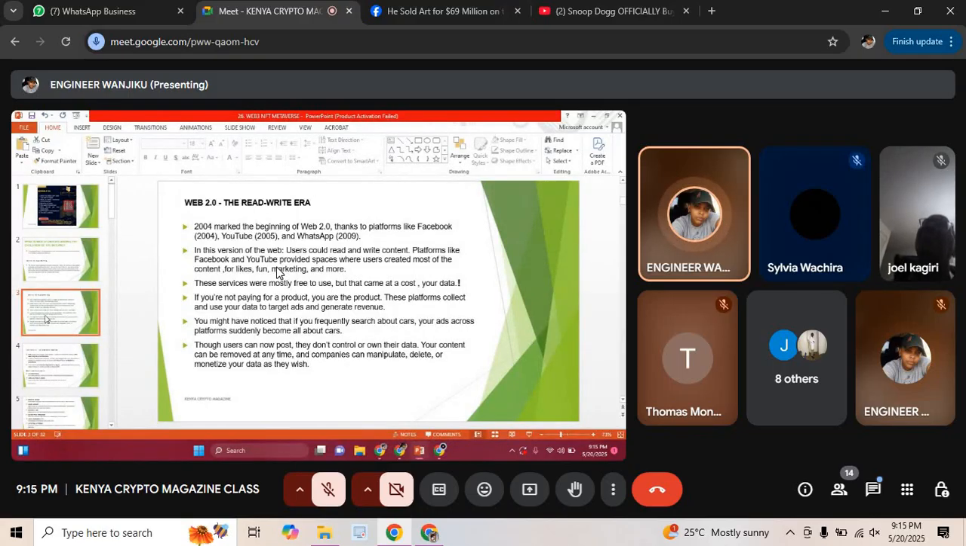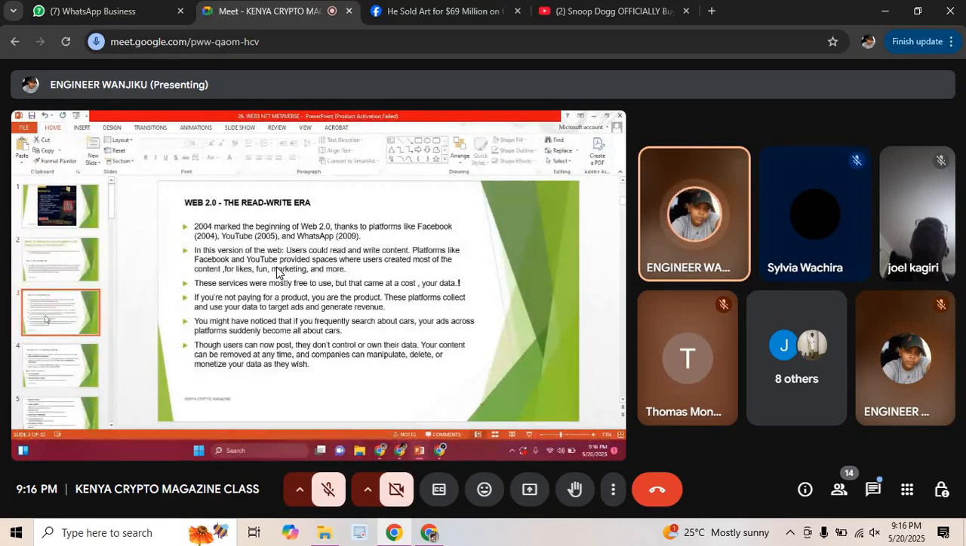Then immediately after that, in 2004, we had what we call the Web 2 era, the read and write. Remember, Web 1 was the read-only era, but Web 2 is the read and write era. 2004 marked the beginning of Web 2, thanks to platforms like Facebook in 2004, YouTube in 2005, and WhatsApp in 2009. In this version of the web, users could read and write content. Us as consumers, we could read, and on top of just reading like in the Web 1 era, this time around in Web 2, we could also write the content.